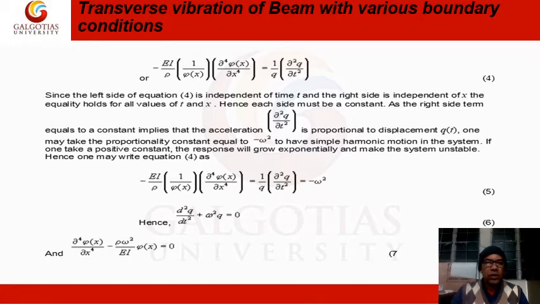One may take the proportionality constant equal to minus omega squared to have simple harmonic motion in the system. If one takes a positive constant, the response will grow exponentially and make the system unstable. Hence one may write equation 4 as these equations, and this will give you a sense of the mechanical vibrations, where omega is the angular frequency.